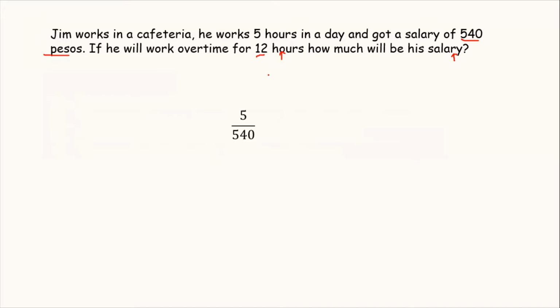So as what you can see, for 5 hours, the salary of Jim is 540 pesos. Now, if he will work for 12 hours, how much will be his salary? In this case, can you still remember how to find the value of a variable? What we do is the cross multiplication. Very good. 5 times n, that is 5n. And 12 times 540, that is 5,480. So we can divide them by 5 so that we can cancel 5 and n will be left.